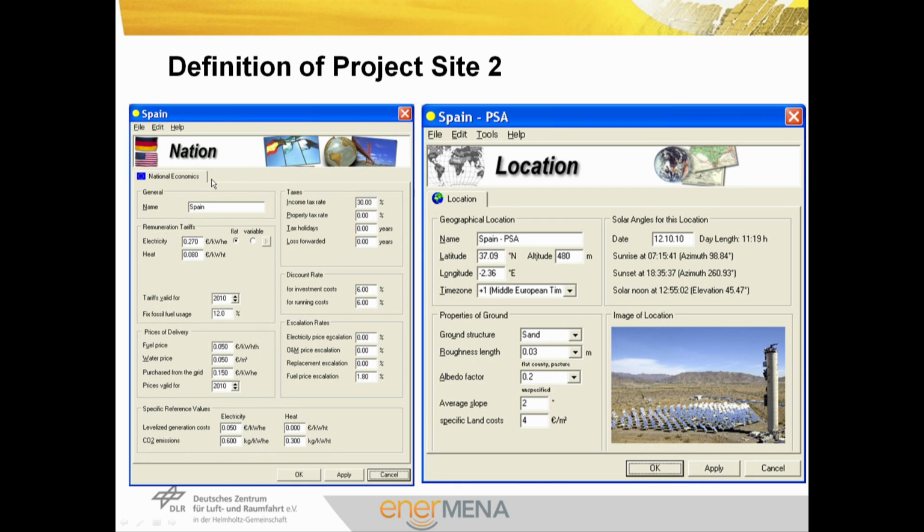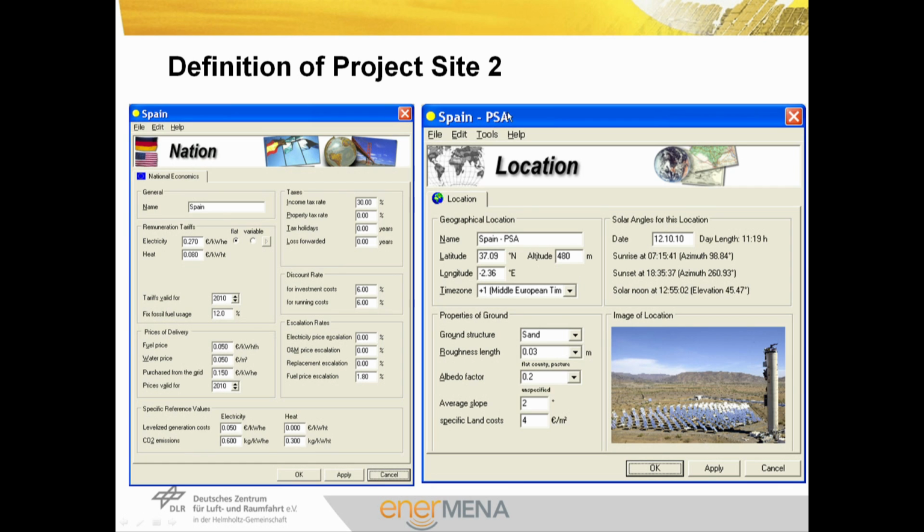In this example, it's Spain. So here are input data about the remuneration tariffs for electricity, maybe for heat, and also if a certain fossil fuel percentage is allowed. Furthermore, the information given here is financial information about taxes, discount rates, escalation rates, and so on.